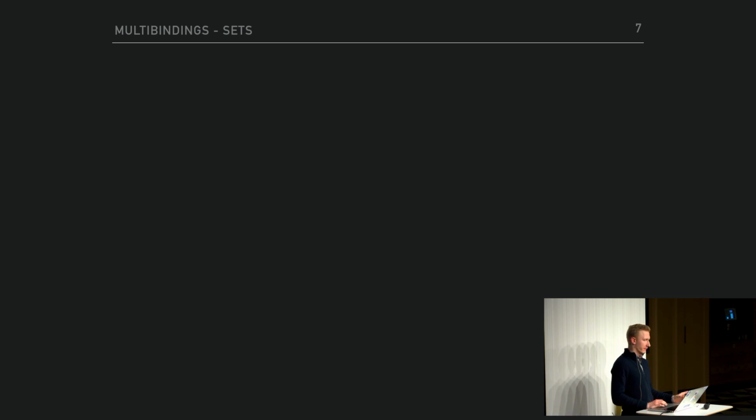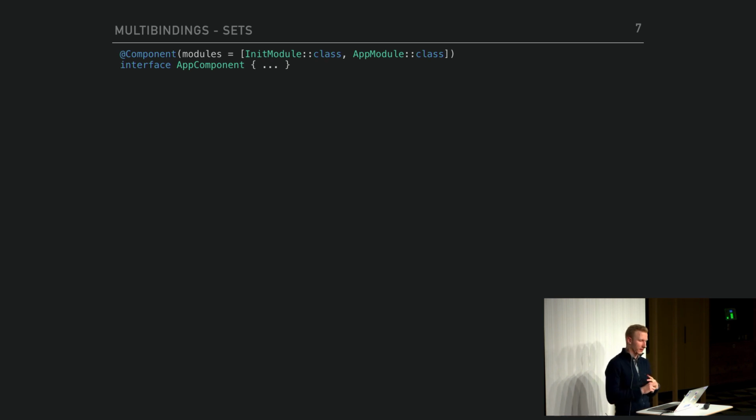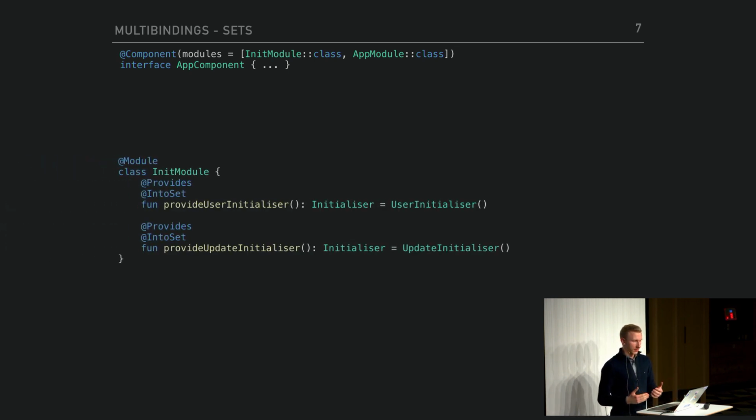Okay, so we have an example here. First, we have an app component, and it installs two modules, init module and an app module. This is our top-level component of one of the apps, just by the way. Init module is a shared module that provides us with two initializers. They both go into a single set.